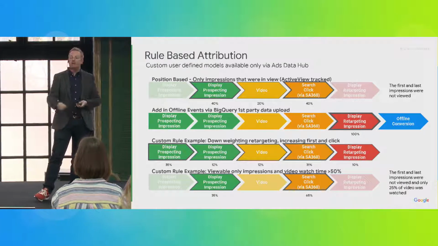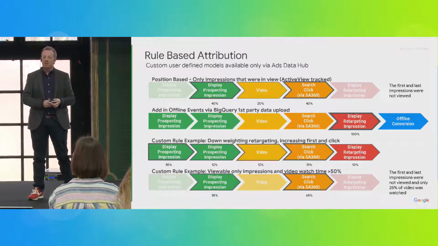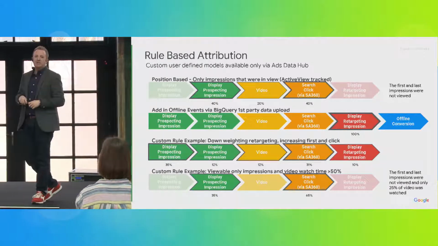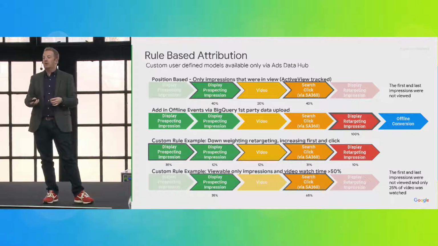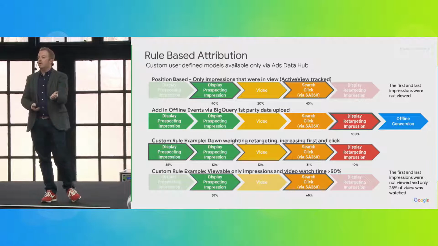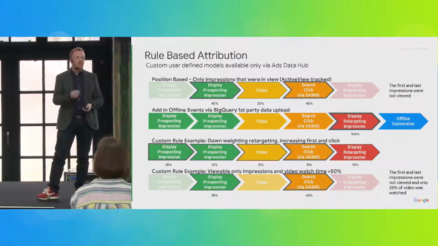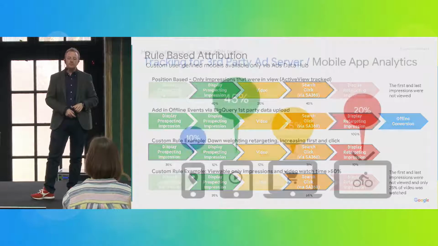What channels have more value? So you can create your own custom rules to score different impressions. For example, the last one there, we say, well, I only want to give a video credit if the video was watched for more than 50% of the time with the sound on. And you can set these kinds of rules up inside Ads Data Hub and perform your own custom attribution.